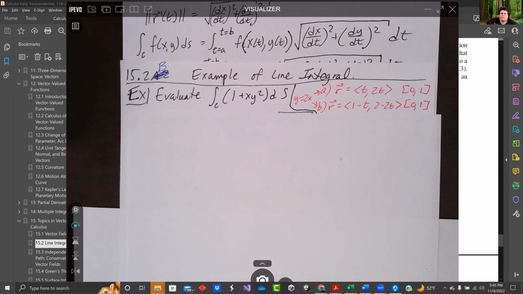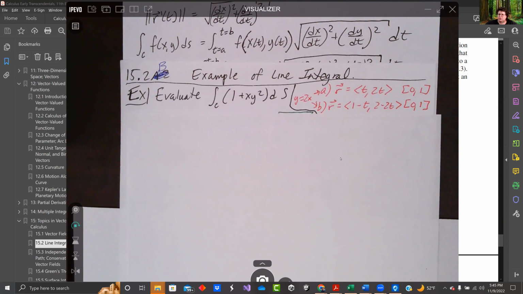Let's do an example of line integrals. This is Calculus 3, section 15.2. Let's jump right into it. We're going to evaluate the function 1 plus xy squared along a curve. The curve is parameterized by r equals t for x and 2t for y, and we're going to go from 0 to 1. This is the line y equals 2x. And then we'll do the same thing going in the opposite direction, so we'll go from 1 to 0.